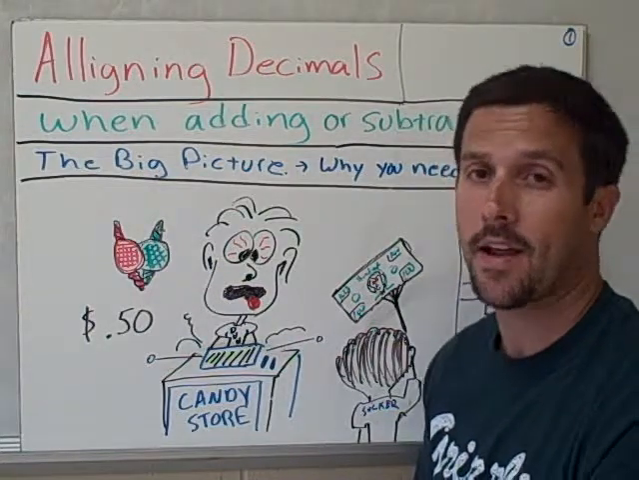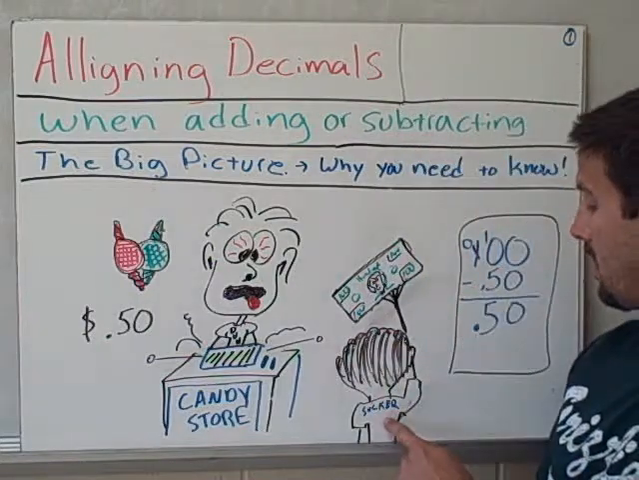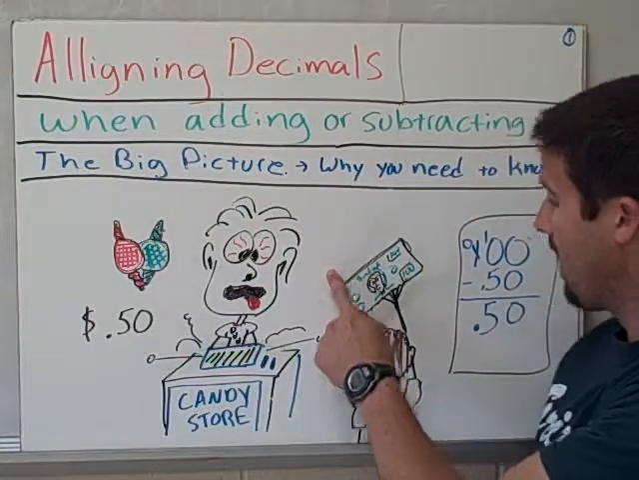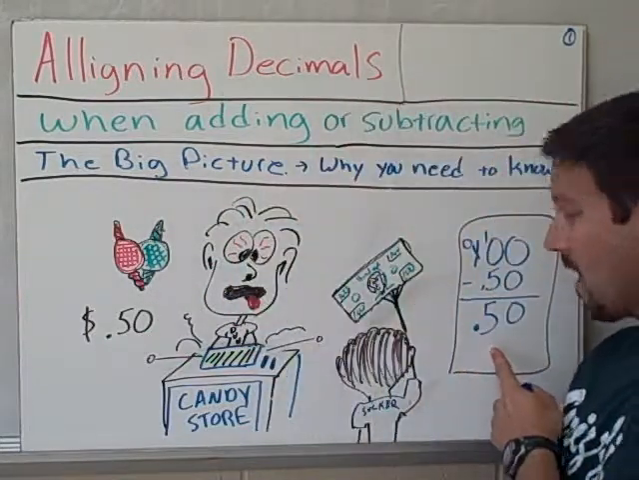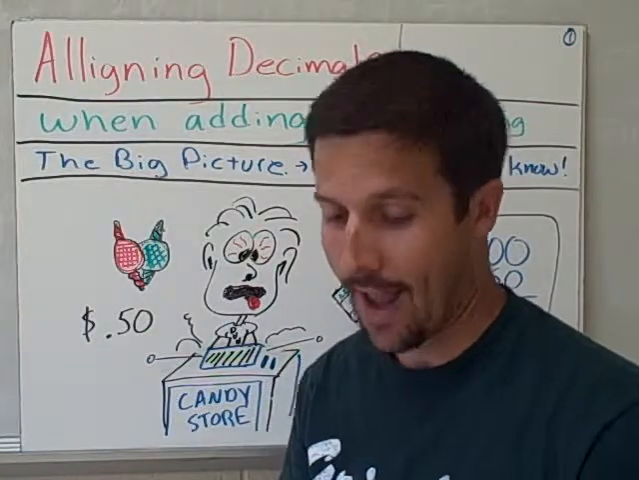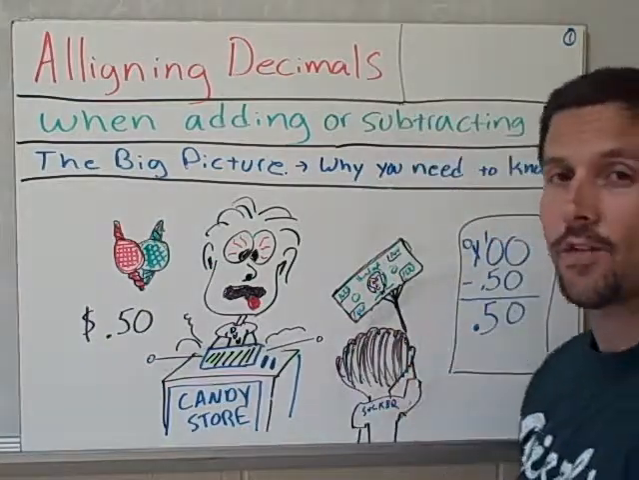Now, does that sound right? Absolutely not. You do not want to be this kid buying 50 cents worth of candy for $100 and only getting 50 cents back. Don't let that be you. So, let's figure out how to align decimals so you can get the right change back.